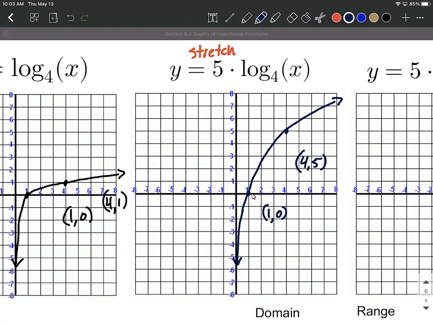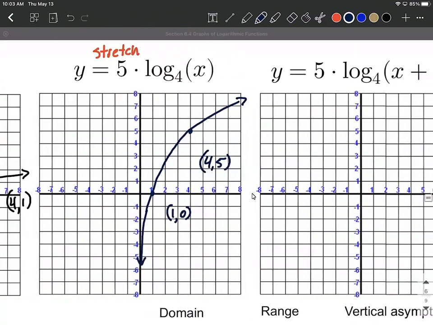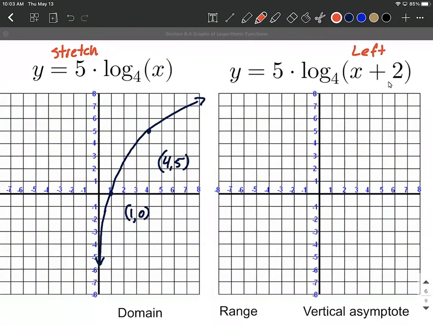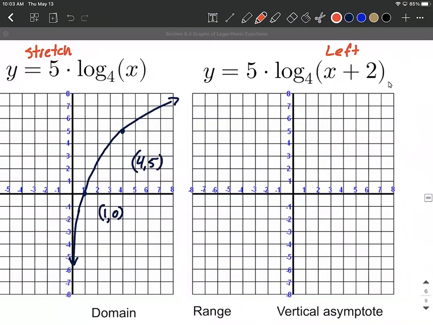Okay, the next thing we would like to do on this one is apply this +2 transformation. Now that transformation is attached directly to x, so we know whenever you attach a transformation directly to x, it's going to be a horizontal shift of some sort. Horizontal shifts kind of work in the opposite direction as we think they should. They're kind of counterintuitive. So what's going to happen on this one is it's going to move everything to the left 2 units.